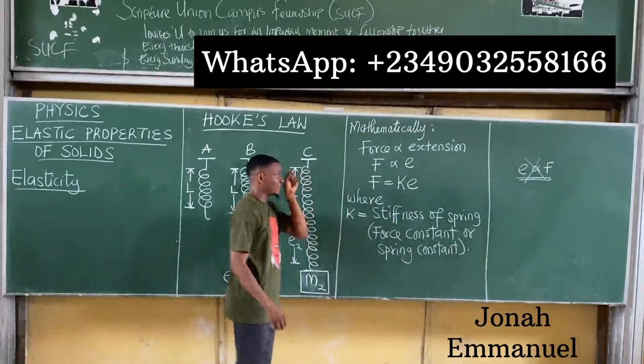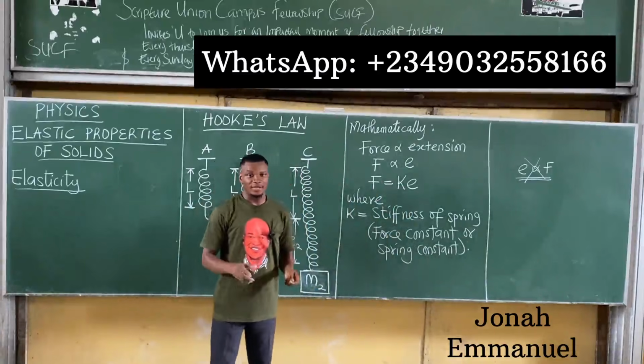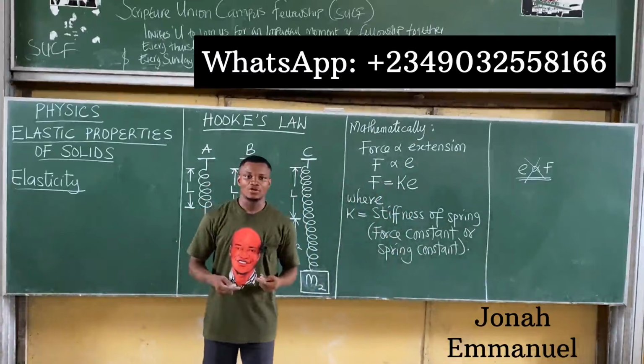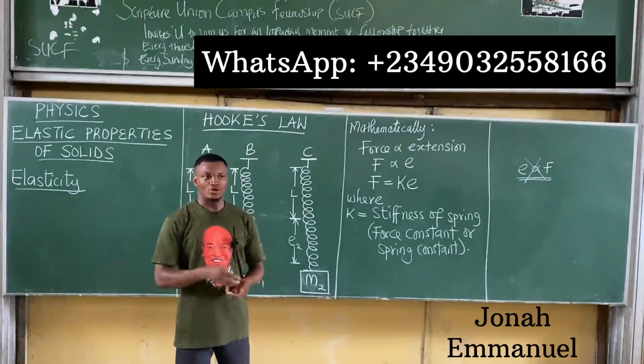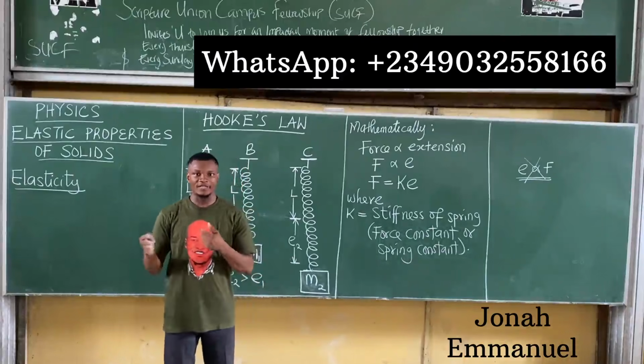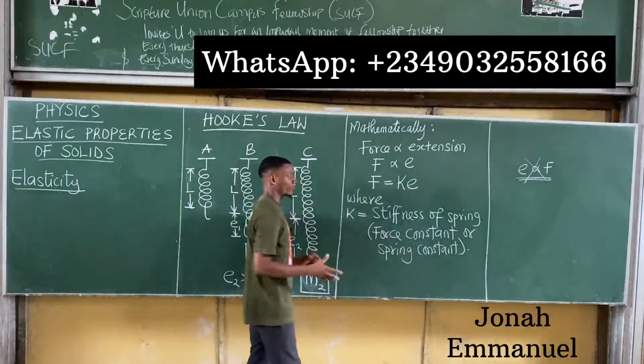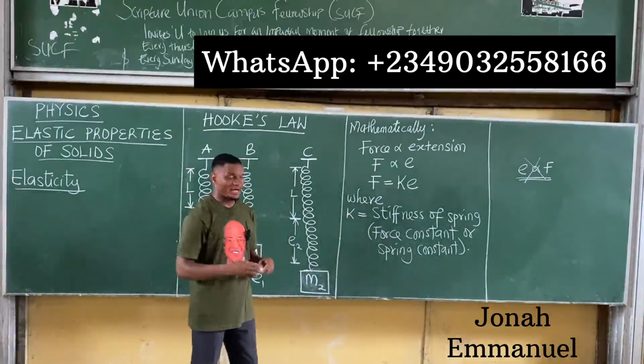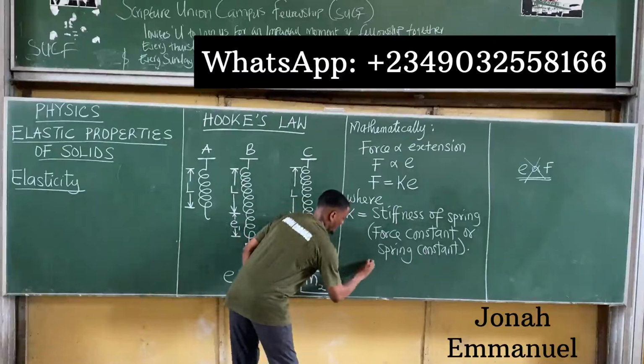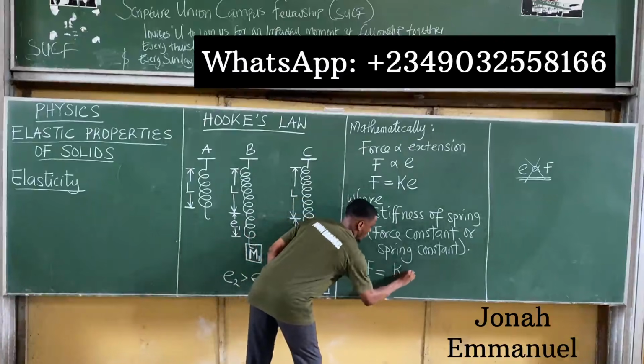All right, so know that the term K has three names. You call it a force constant, you call it a spring constant, you call it a stiffness of spring. They are all the same thing. From here, if I make K the subject of the formula, we have that F is equal to KE.